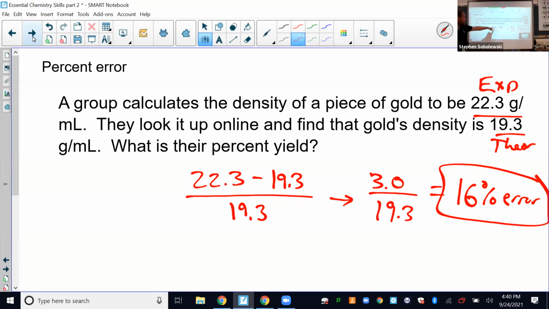Because again, in the numerator, I go with 1 decimal place, which gives me 3.0. Even though my calculator said 3, you should know that it's 3.0 because of 1 decimal place. And then that gives me 2 sig figs. All right, that's percent error.